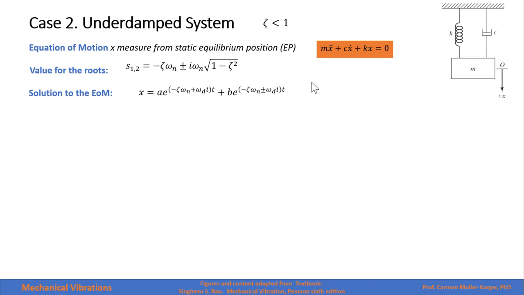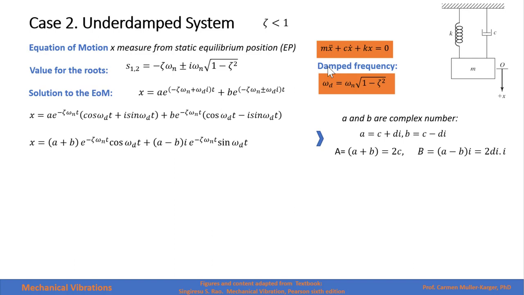And I will introduce here another parameter, which is the damped frequency. The damped frequency, which is omega d, will be equal to omega n square root of 1 minus zeta squared. It is this term right here, as you see. Therefore, the roots become minus zeta omega n plus or minus i omega d.